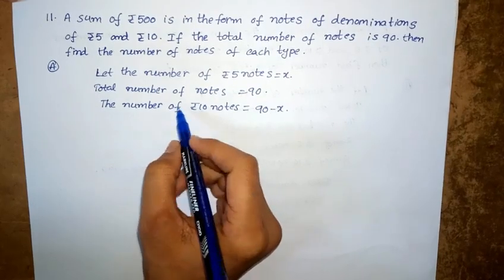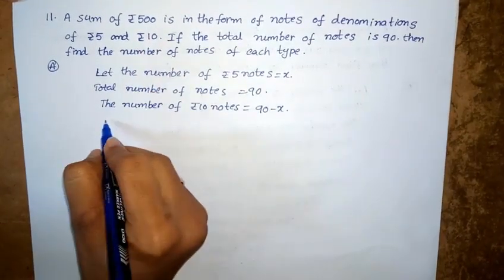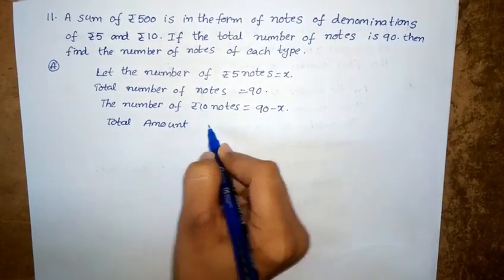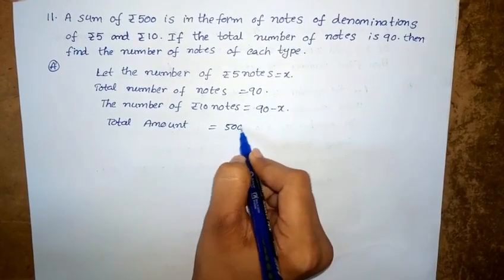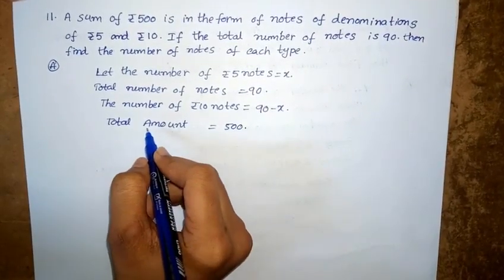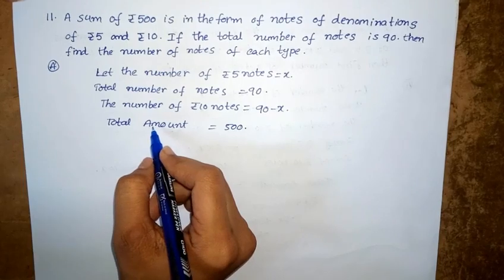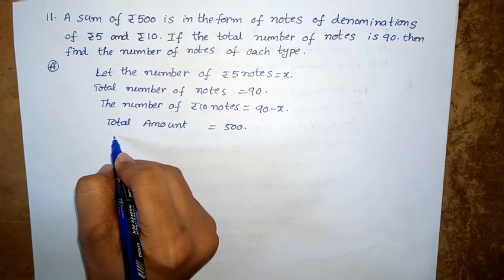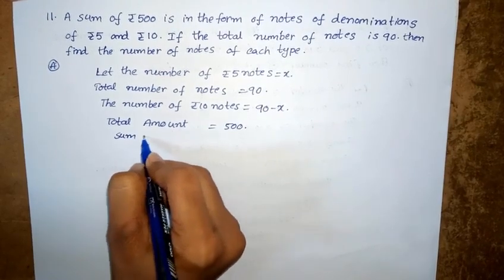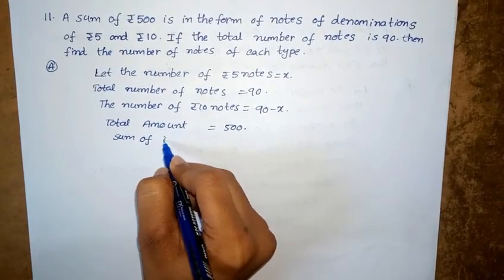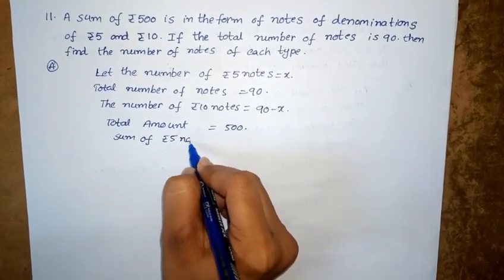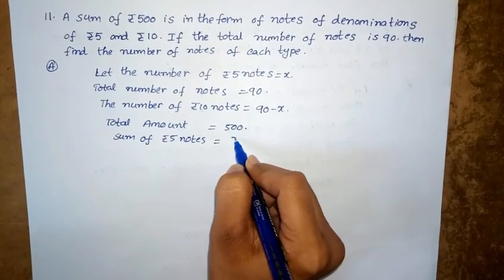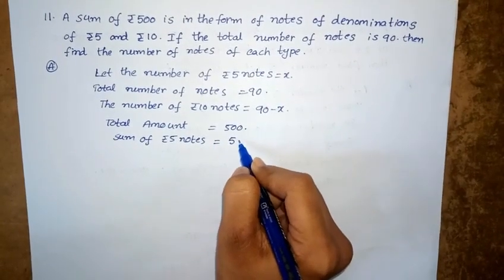The total amount is given as 500 rupees. The total amount is divided into 5 rupee notes and 10 rupee notes. So find the sum of the 5 rupee notes. Sum of 5 rupee notes is equal to 5 into the number of notes, x, so 5x.